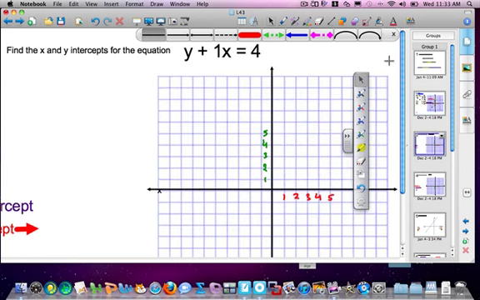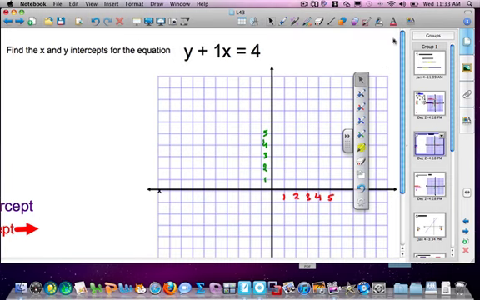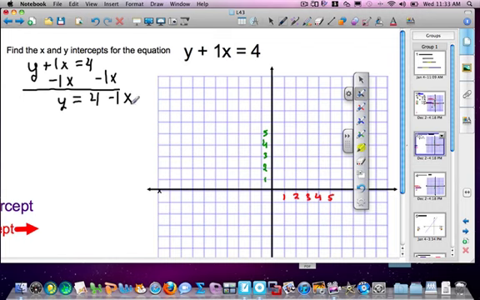Let's take a look at this example. We're asked to find the x and y-intercepts for the equation in standard form. So our first move will be to rewrite the equation into function form. We'll subtract 1x from both sides to isolate the y. So the equation in function form is y equals 4 minus 1x.